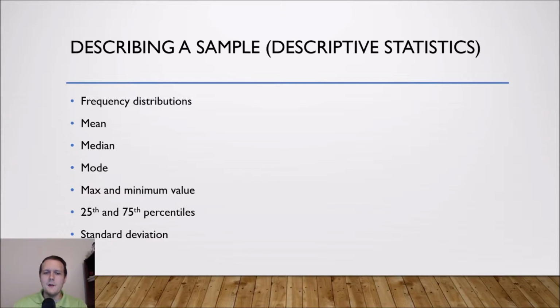Min and maximum value are going to make up the range of the data, which is sometimes useful to describe what were the highest and the lowest values that you ran into. And if you remember, we have the 25th and 75th percentiles, which are sometimes used in conjunction with the median, which is just the 50th percentile, in order to describe the spread of the data there.